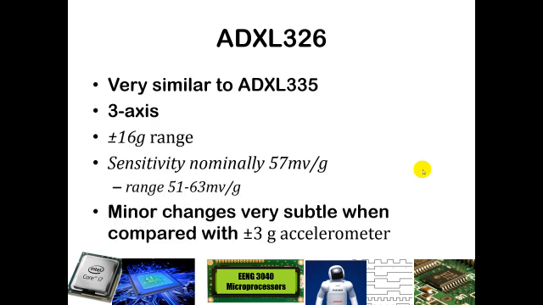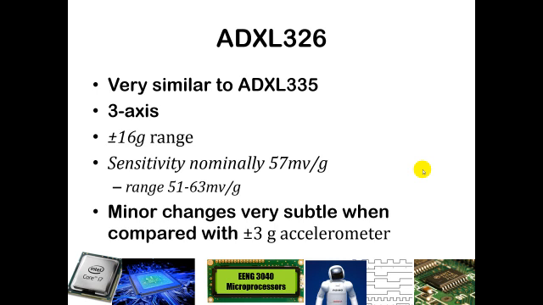The other accelerometer, the ADXL326, is very similar in pinout, very similar in orientation to the ADXL335. It is a 3-axis accelerometer. We will get data from the X, Y, and Z axis. It has the same voltage regulator on board, and it will allow us to put in our VDD and ground reference. But the difference is that this can handle a range of plus or minus 16G.